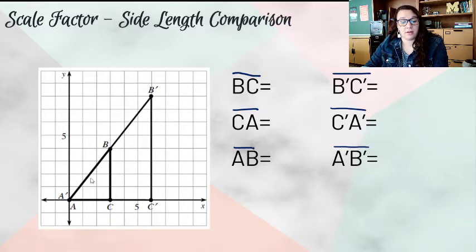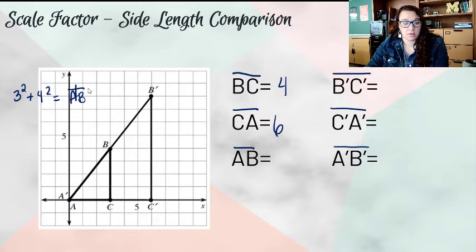So in the little triangle, I'm looking at BC. This side is definitely 4 if I count up the boxes. CA is across the bottom, that's 1, 2, 3, 4, 5, 6. And then AB is on a diagonal. We actually have to find this with the Pythagorean theorem, so let's go off to the side and do that. So I'd have 3 squared plus 4 squared equals AB, we can call it, squared. 3 squared plus 4 squared is 9 plus 16 is 25, equals AB squared. So that means that the length of AB is 5. Okay, so I've got a 4, 6, 5.